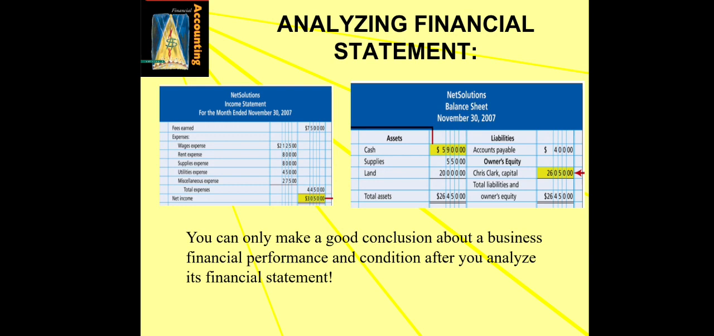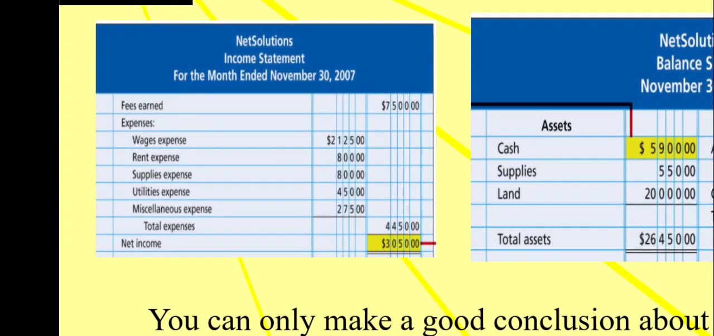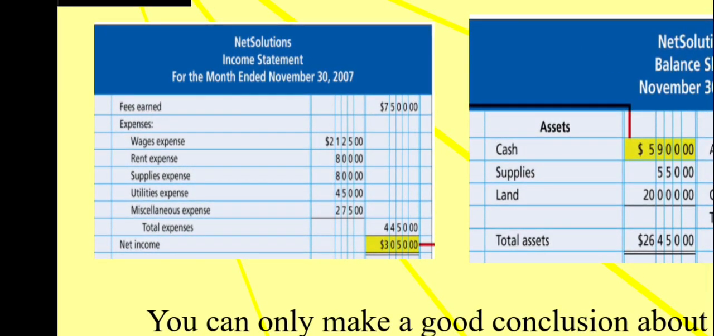Now in this chapter, you learn about how to analyze this income statement and balance sheet. If you see the income statement and balance sheet, you can see that this business is making $3,050 profit. So in general, you can say that the business is performing well because the business is making profit. That is the general conclusion that you can make.